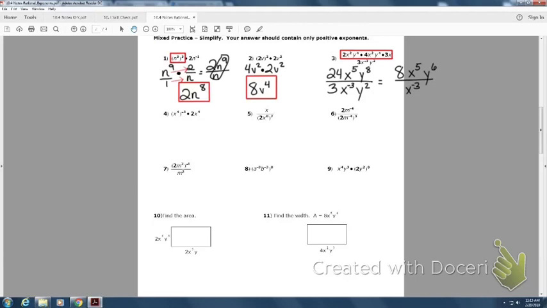Okay, so now I've got x to the 5th divided by x to the negative 3rd. So that becomes what? X to the 8th. Because I take 5 minus negative 3, which becomes 5 plus 3, which gives me 8. So I end up with 8x to the 8th y to the 6th.